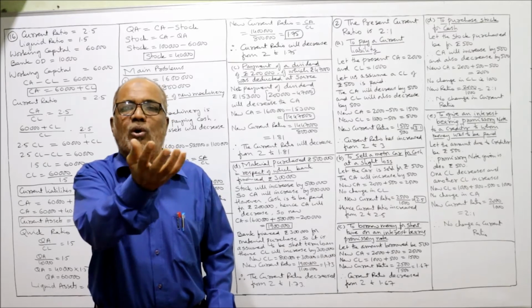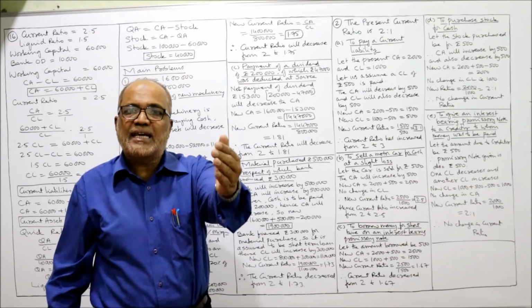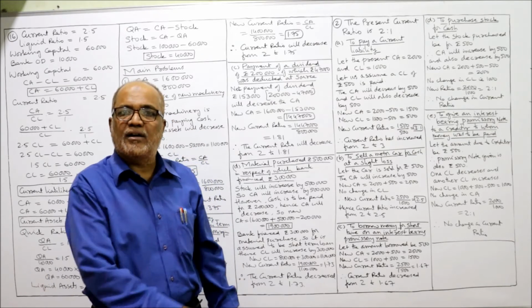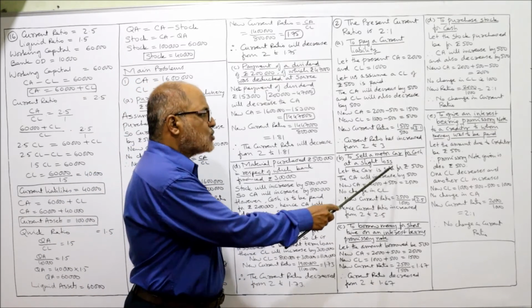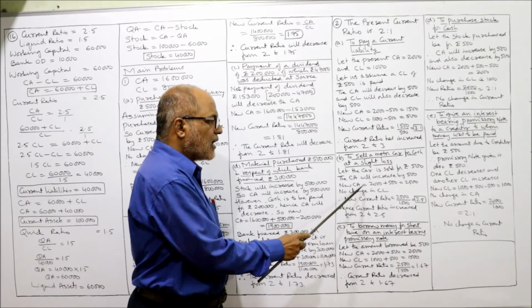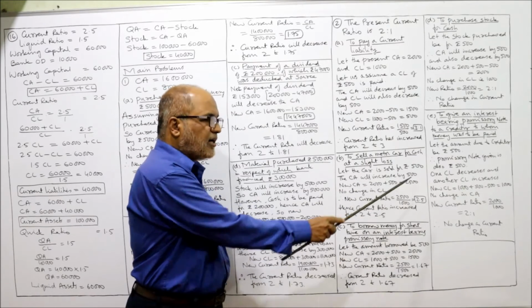Suppose the car is sold for 500. That means cash is coming in, 500. So current asset will increase by 500. Let the car be sold for rupees 500. The current asset will increase by 500. So the new current asset will be 2000 plus 500, 2500.